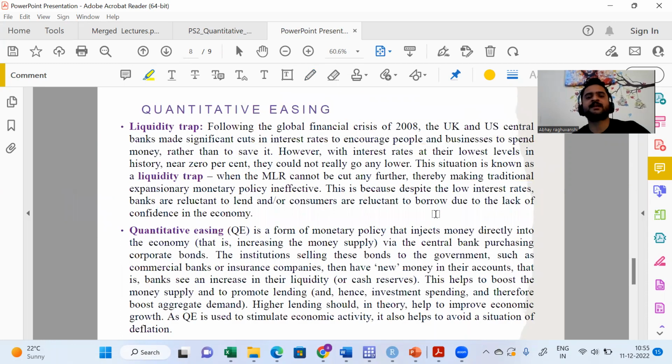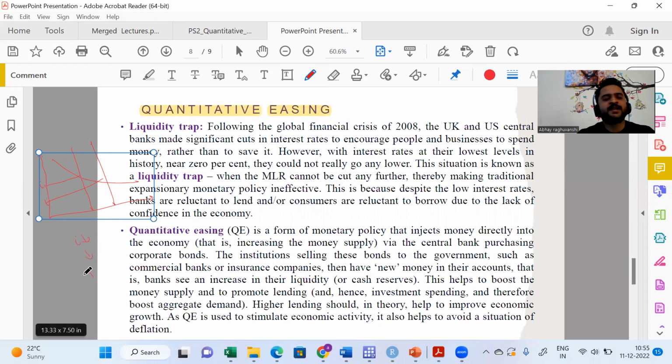The last tool available to the central bank is called quantitative easing. We understand that if the central bank wants to stimulate the economy and expand output, it generally goes for an increase in the money supply. An increase in the money supply lowers the interest rate. With the lowering of the interest rate, investment increases, and with investment increasing, output increases, right?